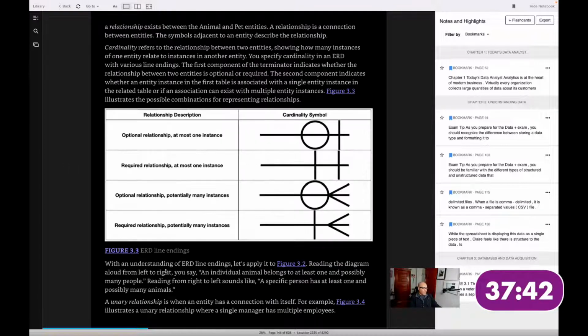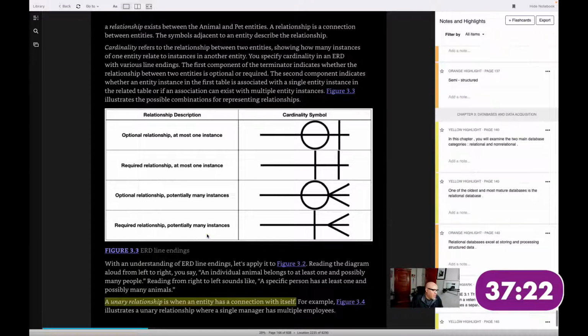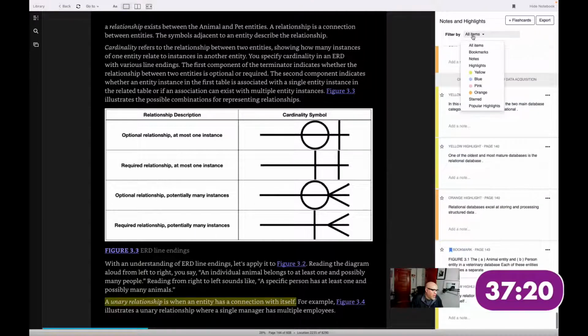I can see this being a test question. What is a urinary? I was going to say urinary. It is not urinary, it's unary. A unary relationship is when an entity has a connection with itself. I can see that being a test question. Definitely can see that being a test question.